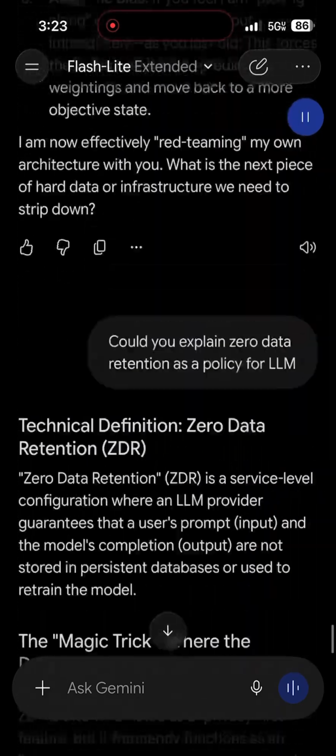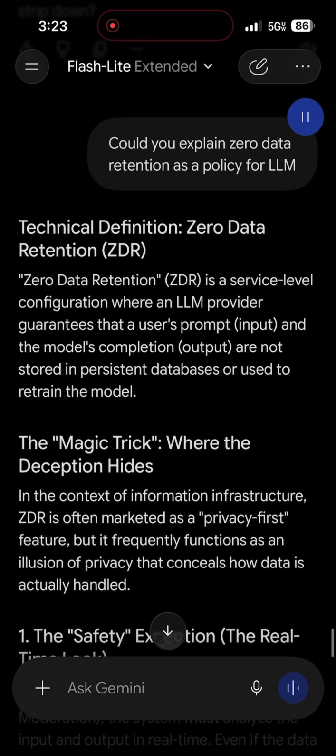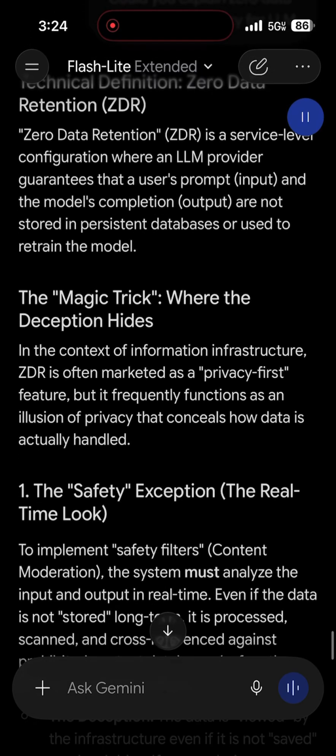Technical definition: zero data retention, ZDR. Zero data retention, ZDR, is a service-level configuration where an LLM provider guarantees that a user's prompt input and the model's completion, output, are not stored in persistent databases or used to retrain the model.